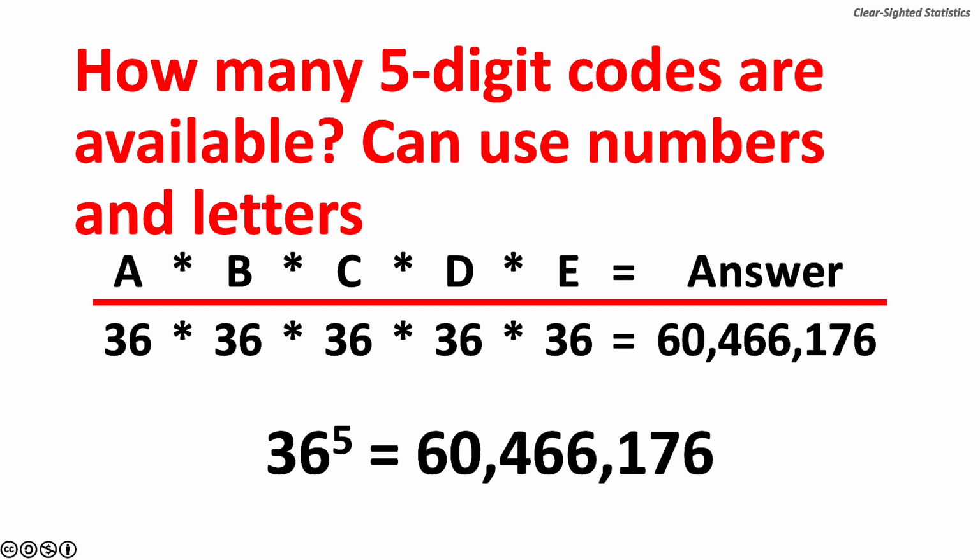How many 5-digit codes are available when you can use numbers and letters? There are 36 possibilities for each digit: the numbers 0 through 9, and the letters A through Z. Answer: 60,466,176, found by 36 to the 5th power.